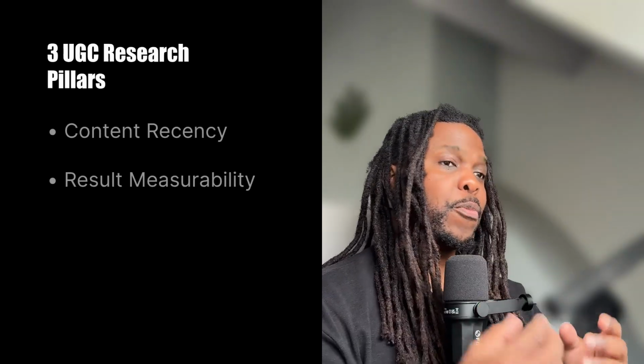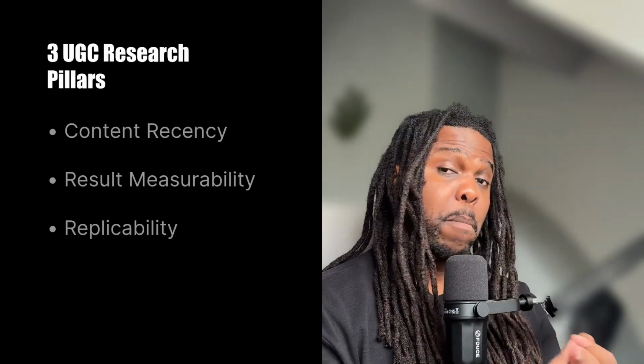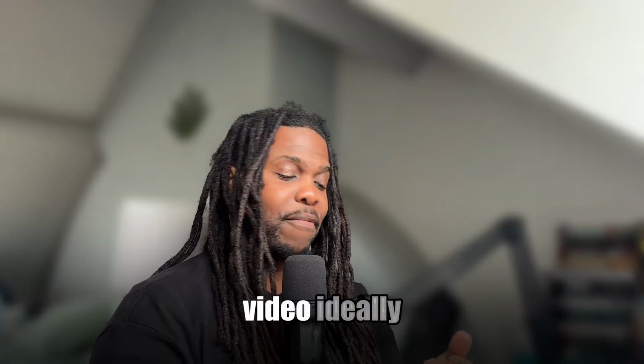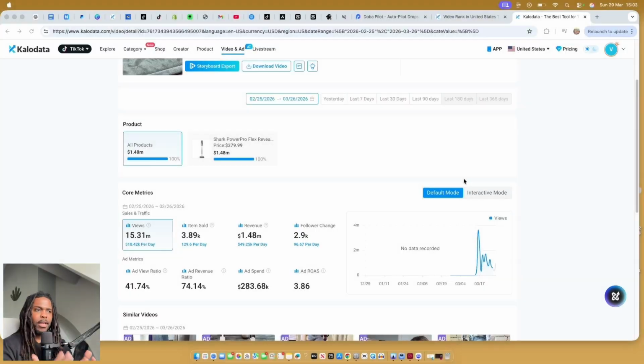results. When it comes to picking the right videos, you want to look at three things: recency, measurable results, and replicability. What does that mean? When it comes to recency, the video ideally needs to be within the last 7 to 14 days, and thanks to AI, all of this can be done within minutes.